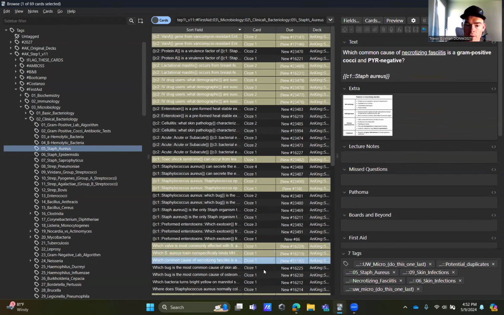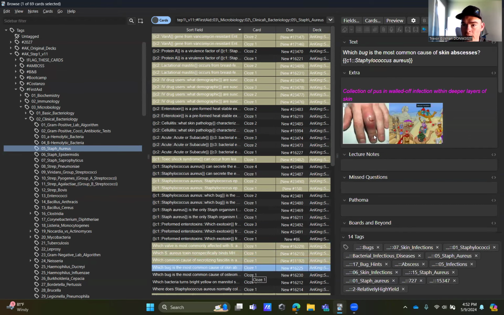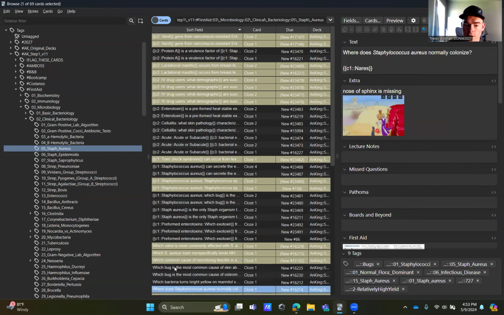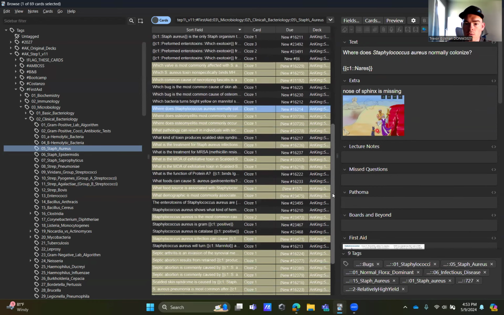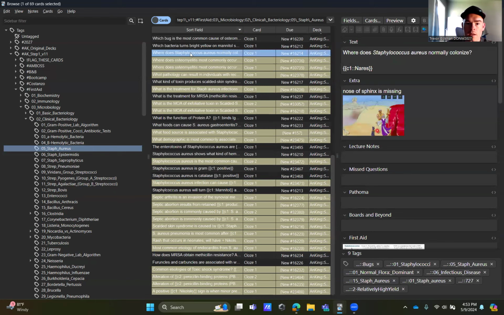We're going to skip that one and the 2 following it until you get to which bug is the most common cause of skin abscesses. So you want to pick that one up and then the next 3 following it. So you're going to have these 4 down here. Then you're going to leave that 4th highlighted, scroll down all the way, and you should have that one highlighted at the top of your screen.